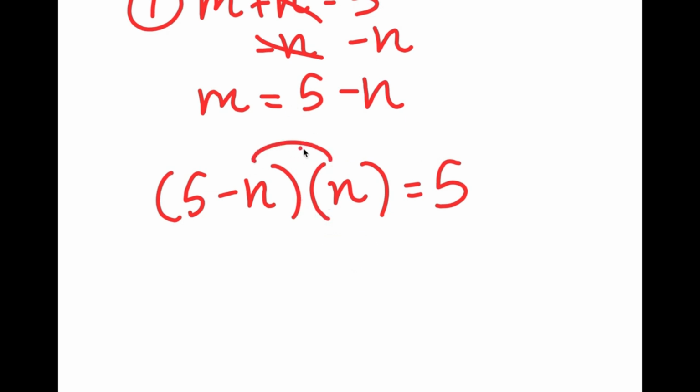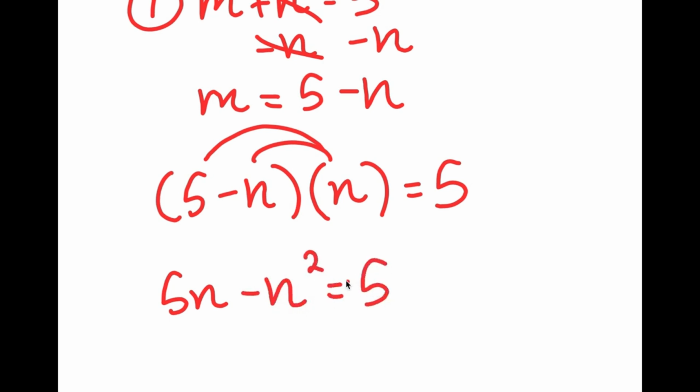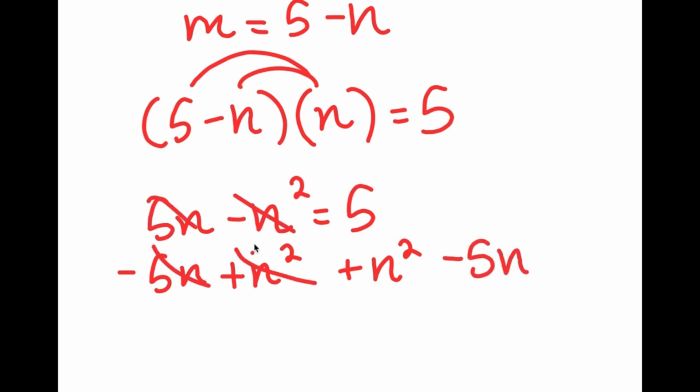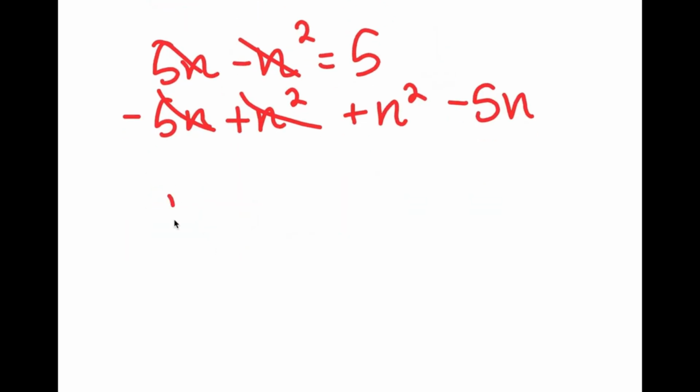Now, I can distribute the n. So 5 times n is going to be 5n, and negative n times n is going to be negative n squared. So this is equal to 5. And now I can add n squared on both sides and subtract 5n on both sides, and I get n squared minus 5n plus 5 is equal to 0.